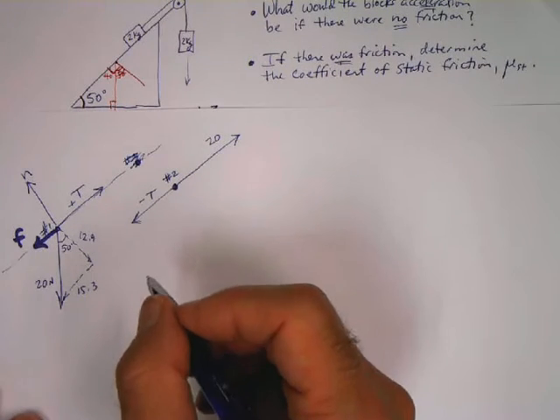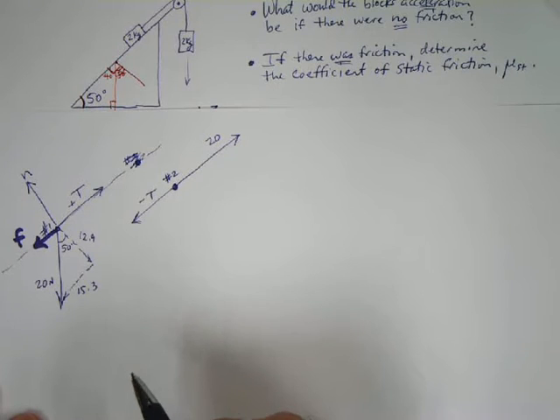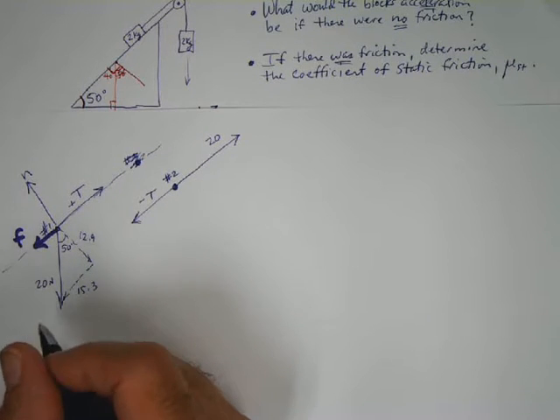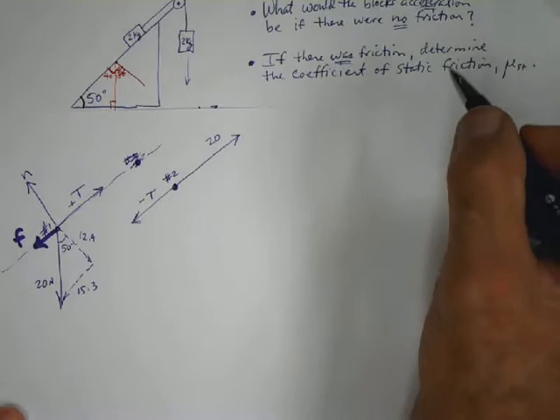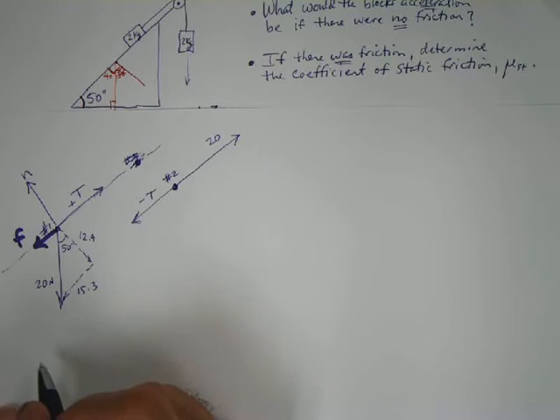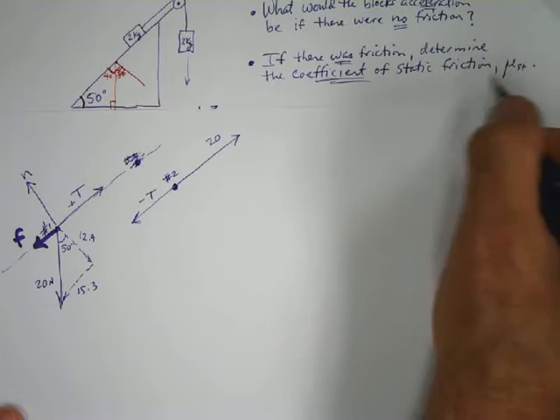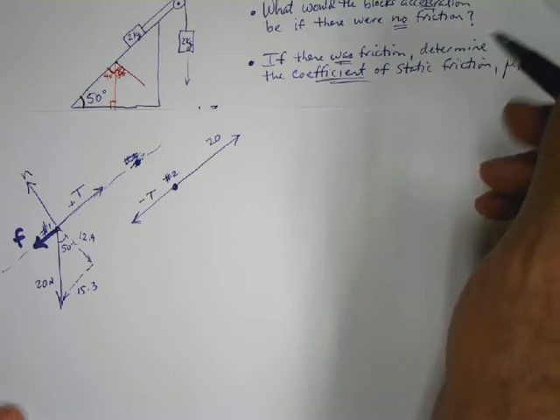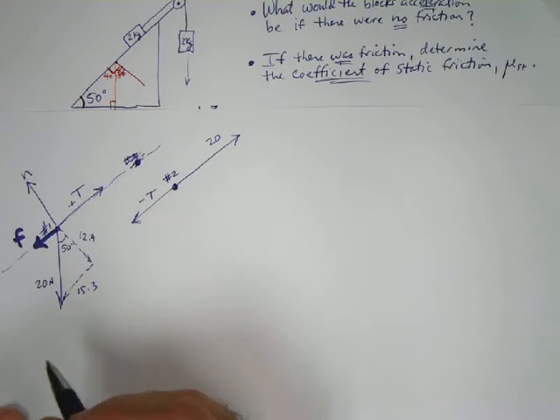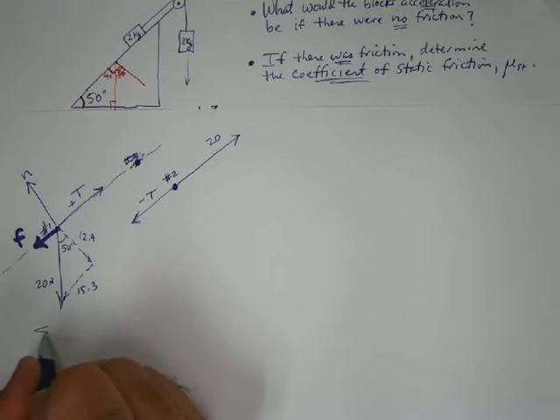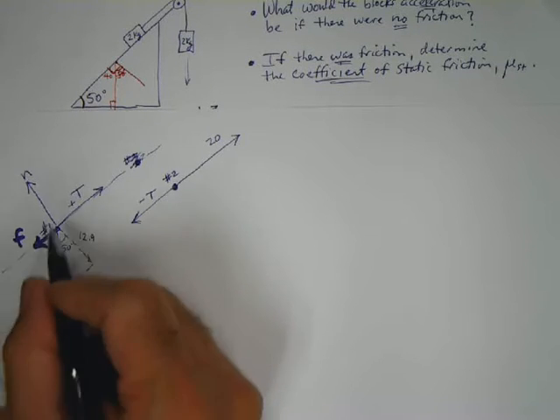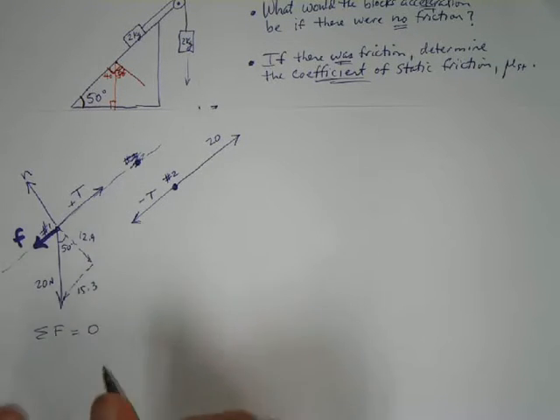Now let's see what we can do. Instead of letting the sum of the forces equal MA, we're going to let the sum of the forces on this one equal 0, because we're assuming that it's going to be in static equilibrium here. So we want to find the coefficient of friction that would be needed in order to put it in static equilibrium. Okay, so let the sum of the forces for this free body diagram here equal 0. And what would we have?